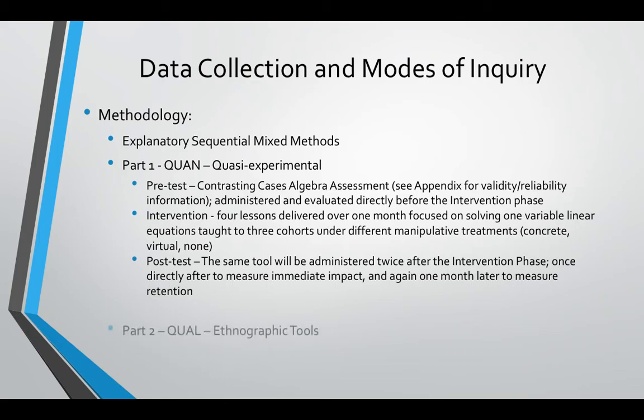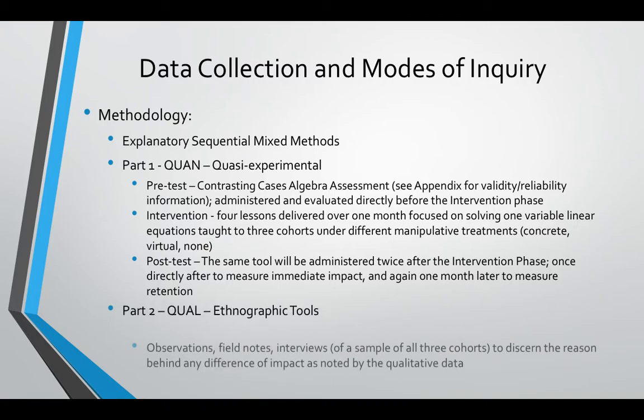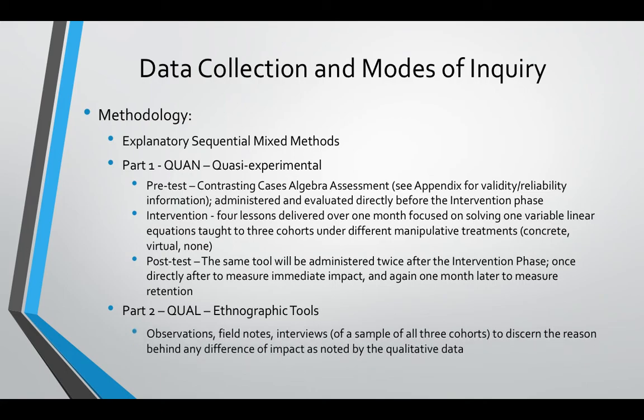And that is why I have my second part, which is the qualitative data, and I'll be using ethnographic tools, observations, field notes, and interviews of a sample of all 3 cohorts to discern the reasons behind any difference of impact, as noted by the quantitative data. So I think my methodology fits my research problem and questions perfectly, because I need the 2 parts to create a full picture of what is happening in student understanding of algebraic expressions. The first part will identify where the greatest impact is.